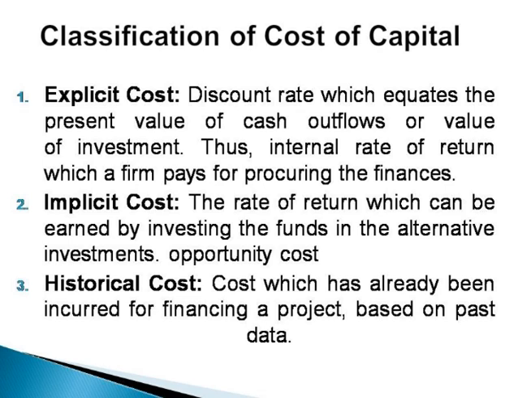Second is your implicit cost. It is the rate of return which can be earned by investing the fund in any alternative investment, or it is also known as opportunity cost. So what is opportunity cost? Suppose I give you two options to invest in, if you give up the first option and go for the second option, the first option would be your opportunity cost. And the third one is very simple, historical cost.